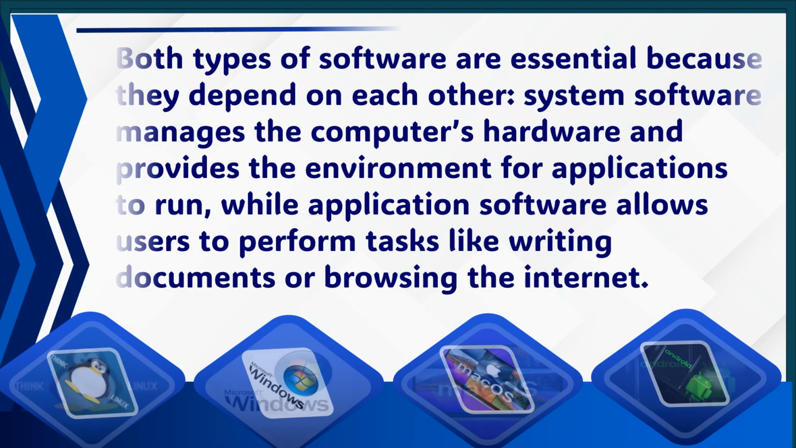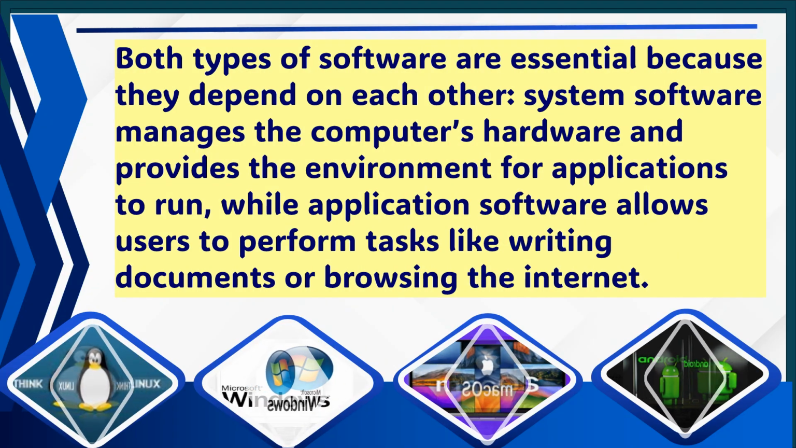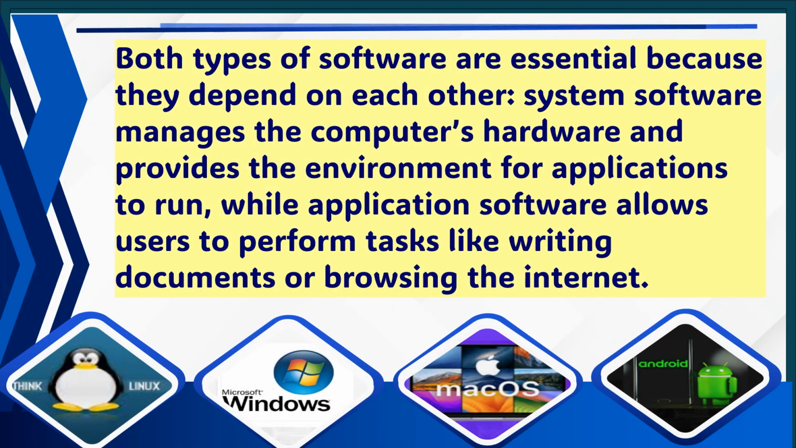Both types of software are essential because they depend on each other. System software manages the computer's hardware and provides the environment for applications to run, while application software allows users to perform tasks like writing documents or browsing the internet.